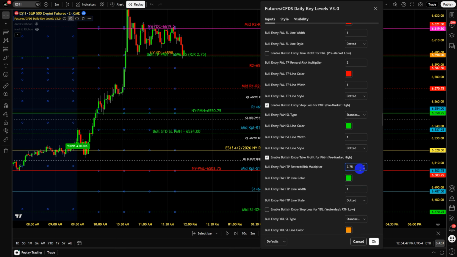If you want to just increment these up to another key level that you want to take a profit at and just leave it at that reward risk, or if you just want to set the reward risk to a specific number, this will go all the way up to 30 in 0.25 increments.